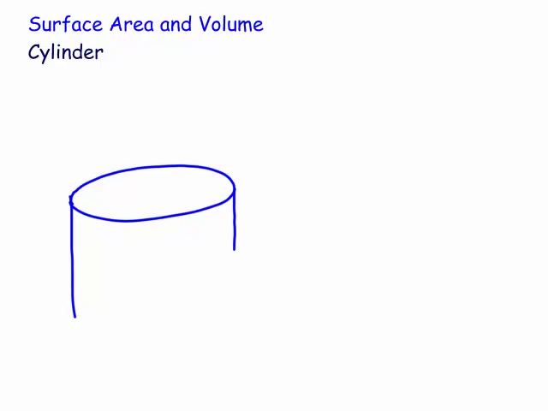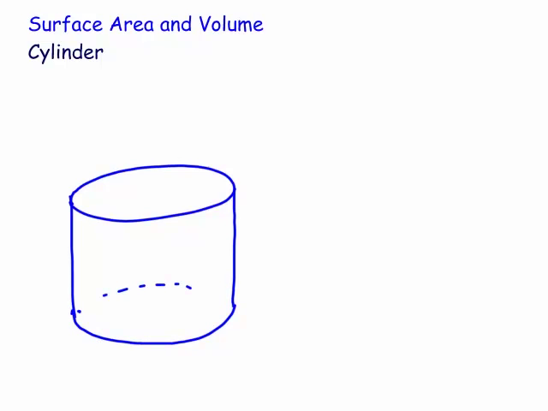Today we're looking at surface area and volume, and in particular the cylinder. So let's start by drawing a cylinder. It's a circular top, obviously, it comes down, and there's a circular base.